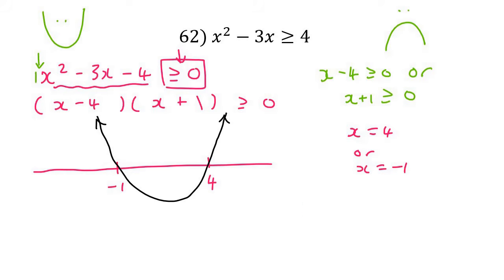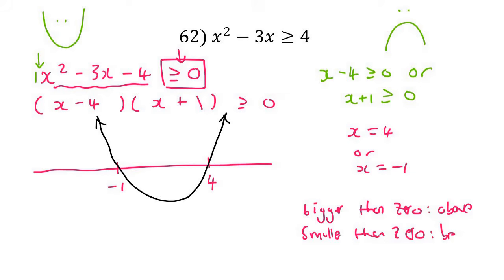Let me just quickly summarize that for you. Bigger than 0 means above. Smaller than 0, you guessed it, means below. So this one is above, so it's going to be this area over here and this area over here.